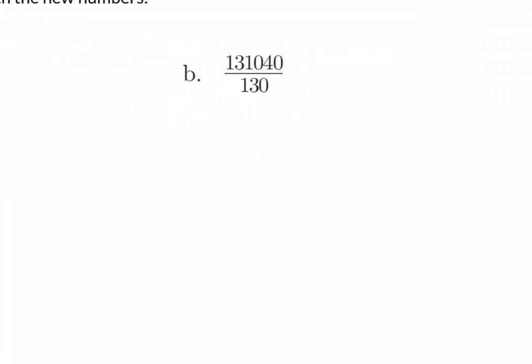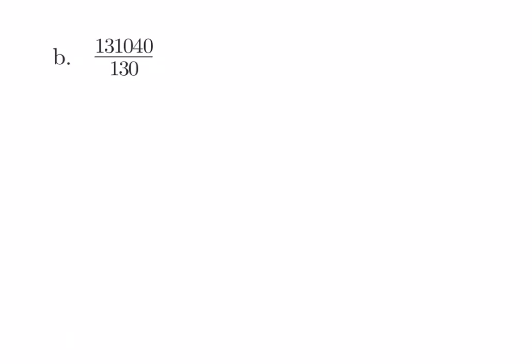Let's go ahead and try one more. Example B. Same thing, I don't want to divide by 130. I'm going to start by canceling zeros. So what I actually want to divide is 13104 by 13. So the first number that I can divide by 13 is 13. 13 goes into 13 one time. 1 times 13 is 13. Subtract, we get 0. We bring down a 1. How many times does 13 go into 1? The answer is 0.